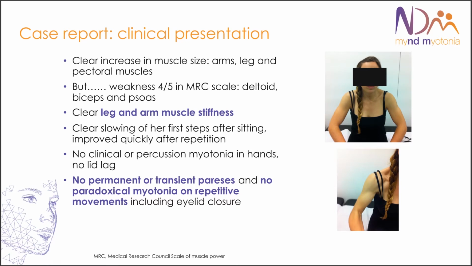So there was a clear increase in muscle size in the arms, legs, and the pectoral muscle. But despite having these very big muscles, she was weak. So we observed some mild weakness in the deltoid, biceps, and psoas muscles. There was clear leg and arm muscle stiffness. The first steps when she was sitting were clearly slow and improved quickly after repetition. There was no clinical or percussion myotonia in hands, no lid lag, and there was no permanent or transient paresis and non-paradoxical myotonia of repetitive movements, including eyelid closure.